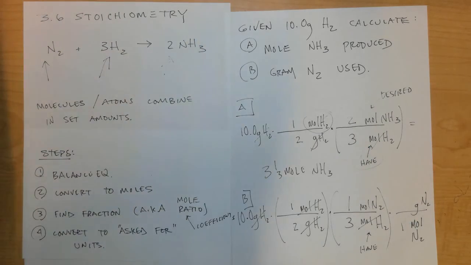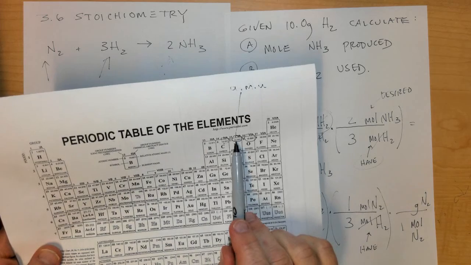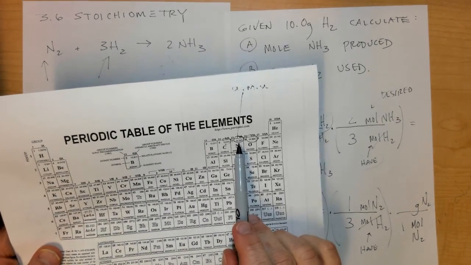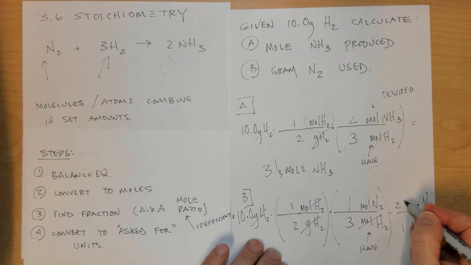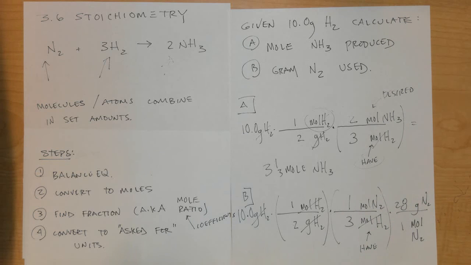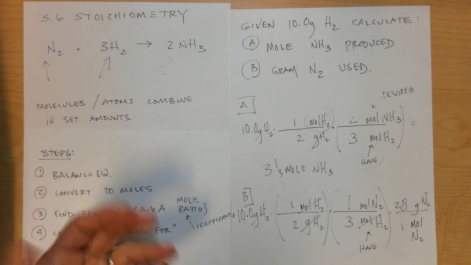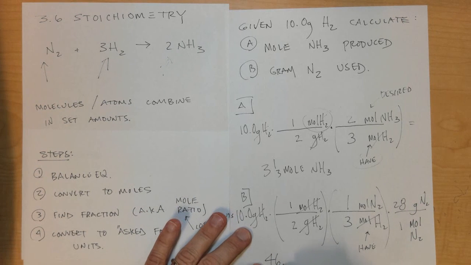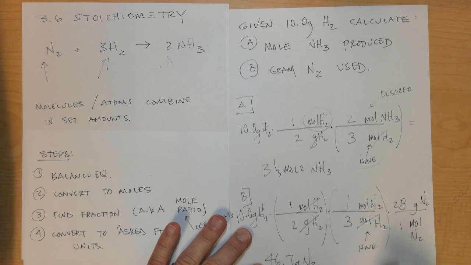If you look at nitrogen on the periodic table, nitrogen is 14, and of course there's 2 of them, so 14 times 2 is 28. Now on your calculator, take 10 divided by 2, which would be 5, and then times 1, which would be 5, divided by 3 would give you 5/3, and then you have to multiply that 5/3 times 28, and if my calculator did it right, I came up with 46.7 grams of N2 at the end.